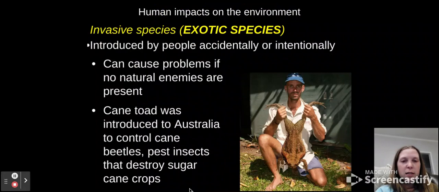Invasive species is another issue, or exotic species. These are introduced by people accidentally or intentionally. And this can cause problems if there are no natural enemies present for these species. So in this picture, as you can tell, this is called a cane toad, and it was introduced in Australia to control cane beetles, which destroy sugarcane crops.